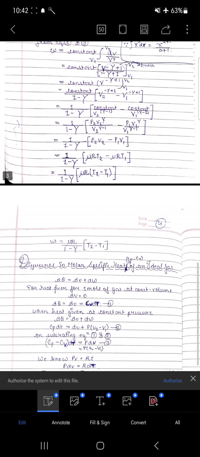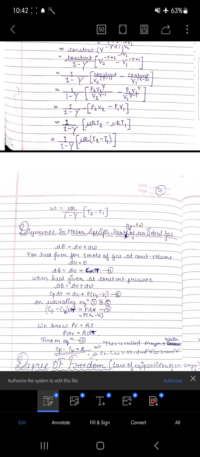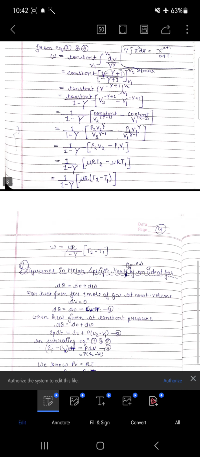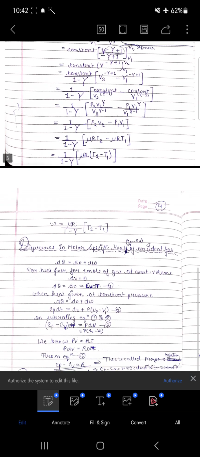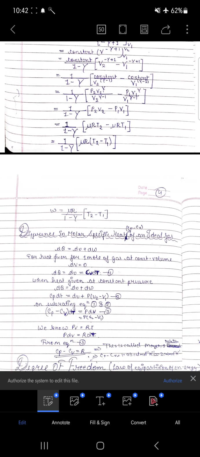So now further it is reduced, and here the value of the work done is coming, that is mu R upon 1 minus gamma into T2 minus T1. So this derivation is important, okay. This you shall know, and the final result you shall also know about the work done, understood.